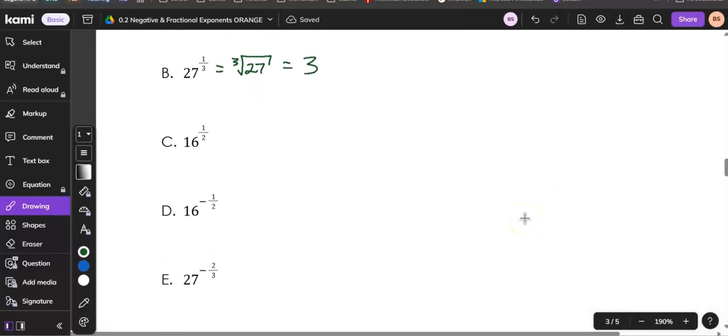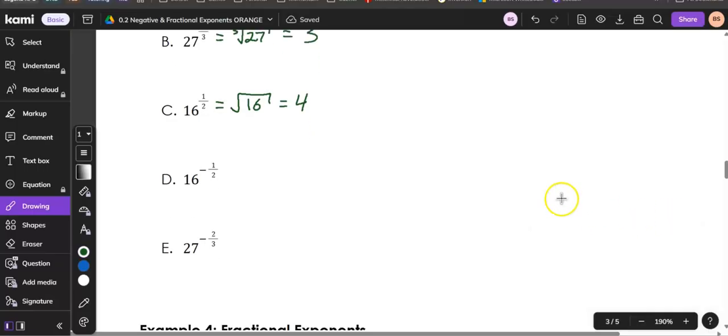All right, so this one, 16 to the 1/2, is the same thing as just being the square root of 16, which exactly is 4. You don't necessarily have to write this out every time. I'm doing it because I want to make sure you guys see what the conversion is for the fractional exponent, okay?